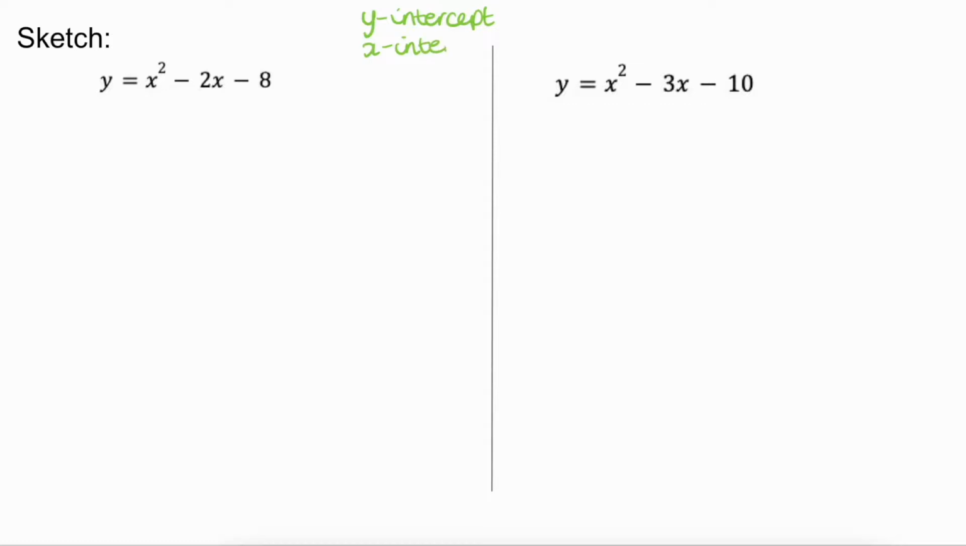There's often two, but there could be one or none. And we're looking for the maximum or the minimum point, or sometimes that's called the turning point, or sometimes that's called the vertex. And we're also looking for the line of symmetry. Okay, so these are all the points that we're looking for when we're sketching a graph.